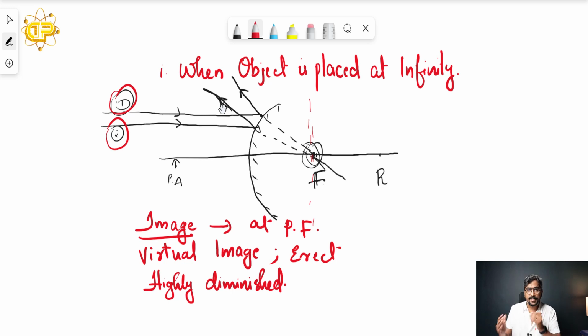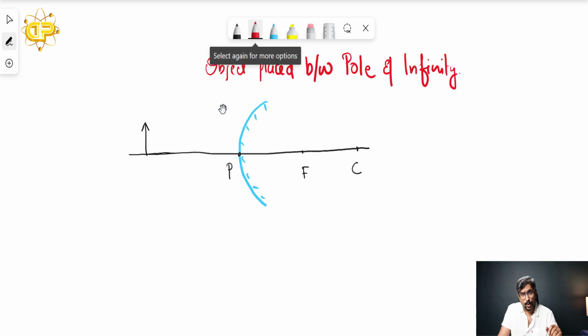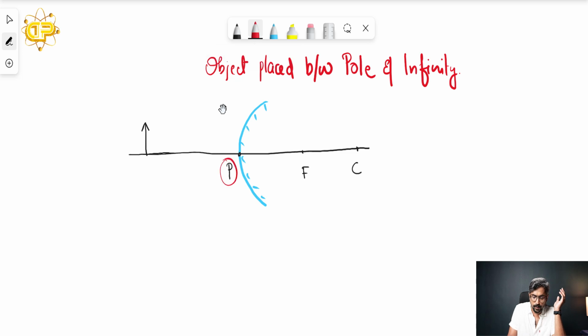Straight to the next case, that is when the object is placed anywhere between the pole and infinity. So here is a case. You have a convex mirror in your hand, and these are the various terminologies. First one is pole, second one is principal focus, third one is center of curvature. I think that in the previous session, instead of C, I had written R. Just kindly note that you change that R to C, because R is radius of curvature, but that particular point is center of curvature, so you should write it as C.